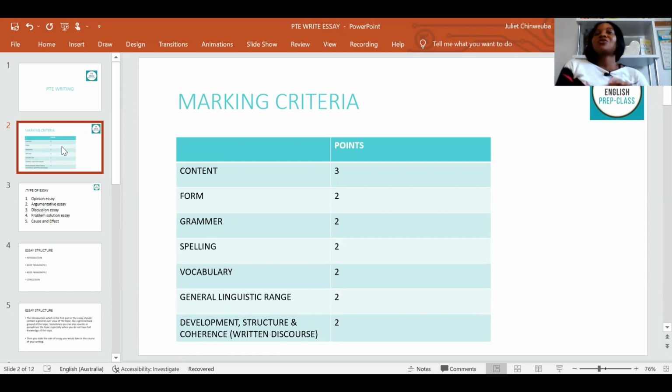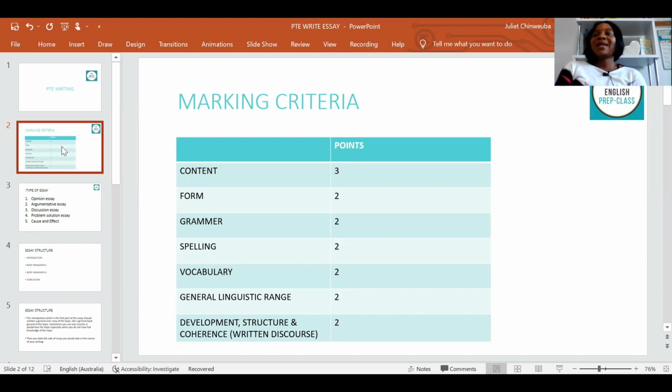Then grammar, the structure you're using in the essay. Is it grammatically correct? Are you using have where you're supposed to use has? Are you using singular where we're supposed to be using plural? What kind of words are you using? Your grammar has to be correct.